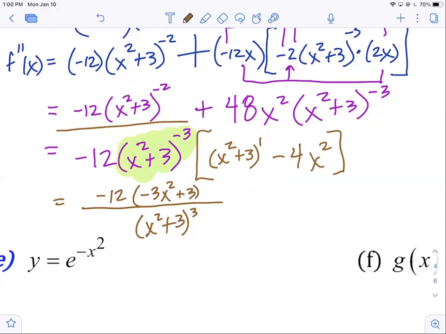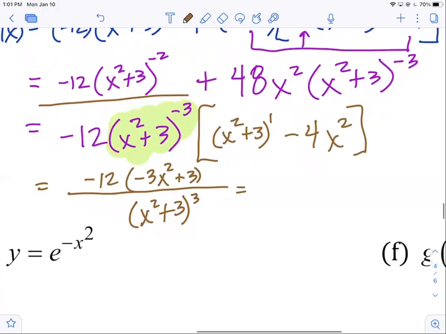Now there's one more thing I can do. Look at the numerator, -3x squared plus 3. Can I factor anything out of there? Yeah, not just a 3, but a what? If your leading coefficient is negative, factor it out. So when I factor the -3 out of here and multiply it by the -12, that becomes positive 36. And then I get x squared minus 1.